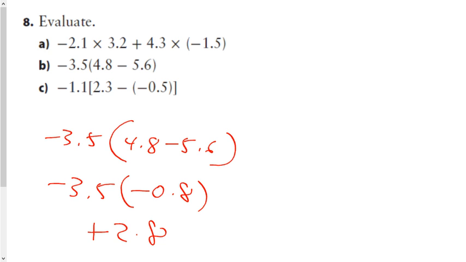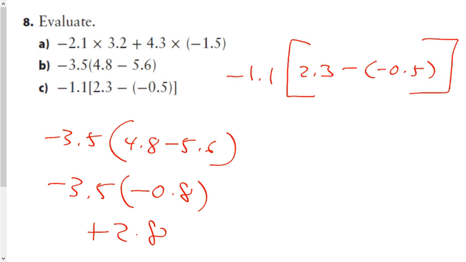And finally, we have our last question C, which is negative 1.1 multiplied by 2.3 minus negative 0.5. Does anyone know why we're using square brackets here? The reason why we're using square brackets here, well, I'll tell you because everyone seems so interested right now, is because if I used round brackets right here, it looks confusing because you have 2 round brackets next to each other. So what we do instead is we just use square brackets, just like that.